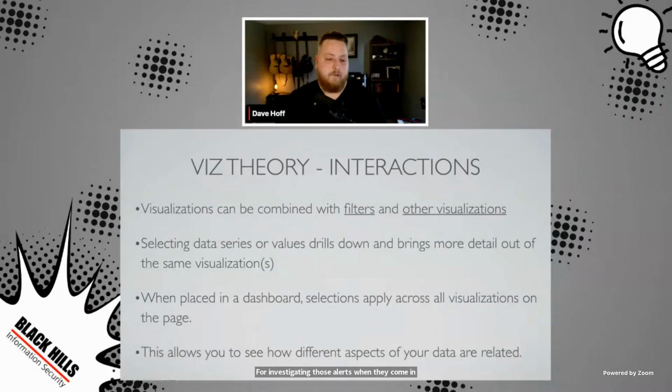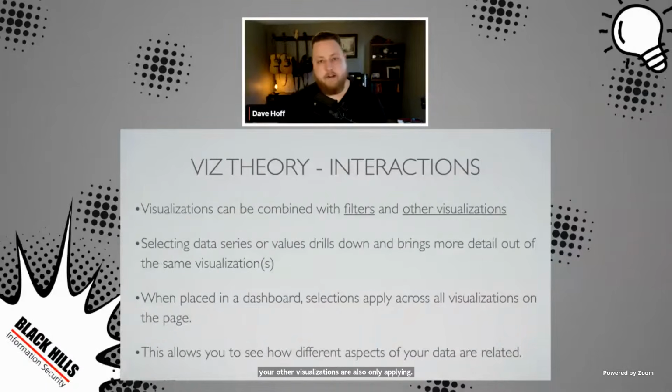Visualizations can be combined with filters and other visualizations. This is the concept of how dashboards work, right? A dashboard is a conglomeration of multiple visualizations. And when you select data within a visualization, it's going to affect all of the visualizations within that dashboard, right? So if you have one visualization that has a list of host names, when you filter by that host name, now all of your other visualizations are also only showing you data from that one host.